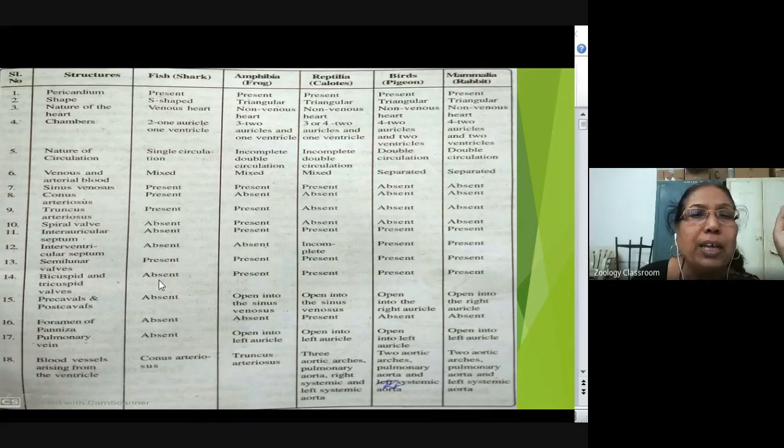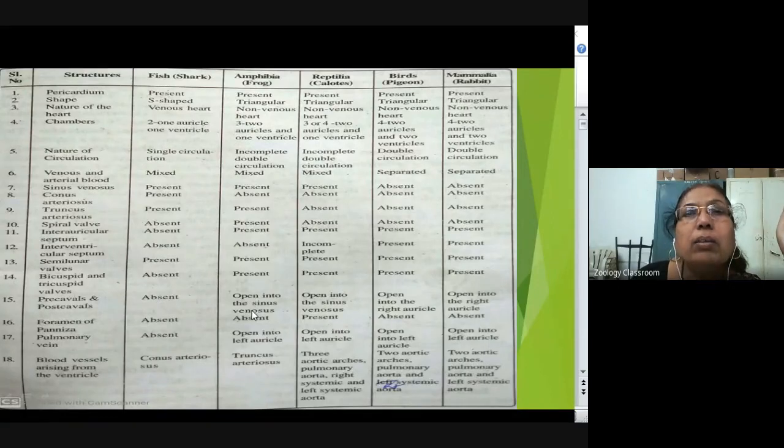In fish there is a presence of semilunar valves, and in all animals the semilunar valves are present: in amphibia, reptile, birds and mammals. Then precaval and postcaval veins. In fish, hepatic sinus or ductus cuvieri veins are present and form the sinus venosus. But in fish, precaval and postcaval are absent.